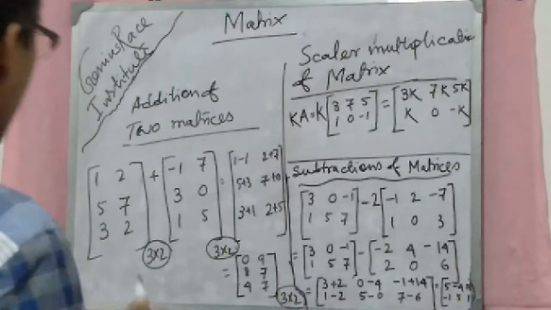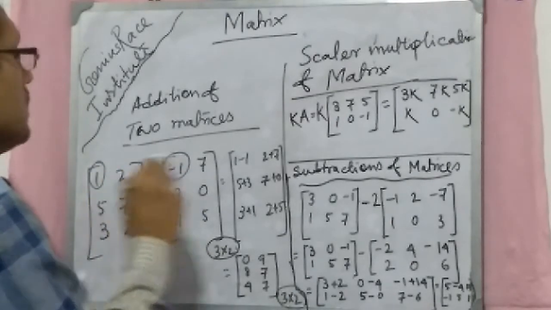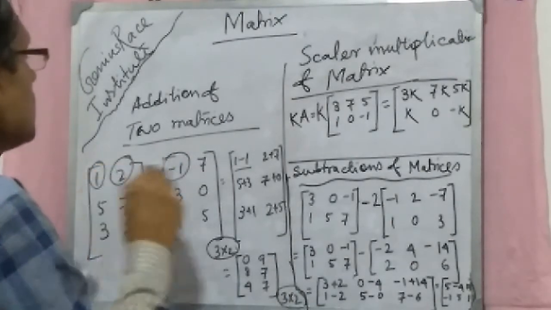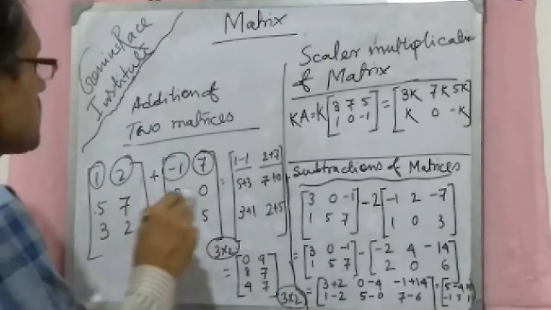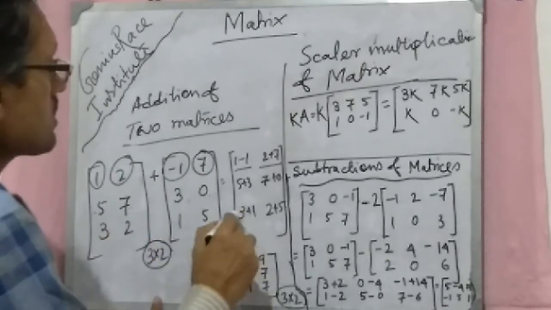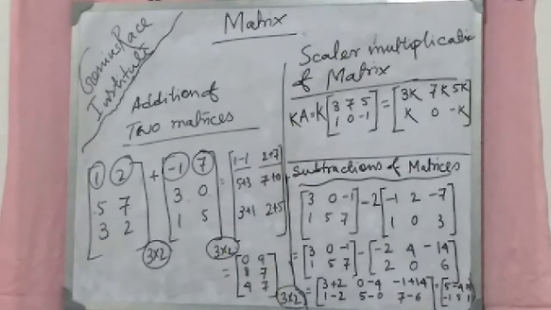So addition is simple, this element with this element, this element with this element, like this. Similarly this plus this, plus this, plus this, plus this. So the final answer came this. So this is matrix addition of two matrices.